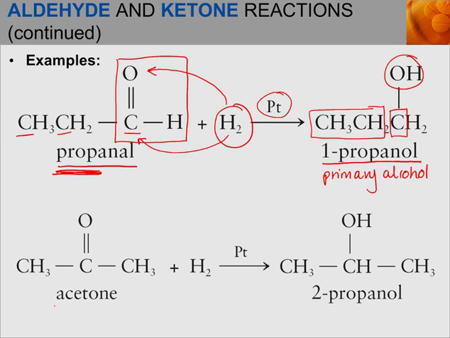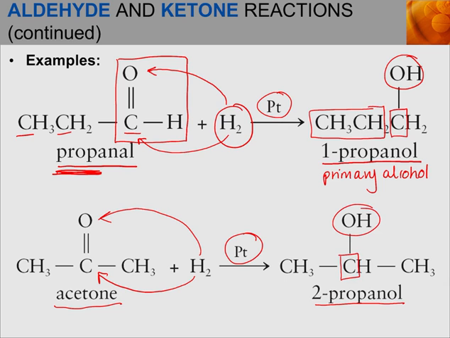Okay, if we do the same thing with acetone, which is a ketone, again, one hydrogen is going to bond to the oxygen in the carbonyl group. The other one bonds to the carbon. We also add a catalyst, platinum, and we end up with 2-propanol. And again, notice this carbon that's bonded to our OH group is bonded to 2 other carbon groups. So this would be a secondary alcohol.